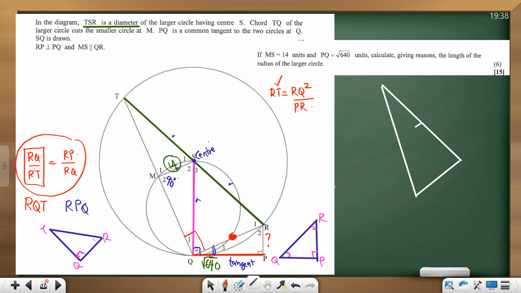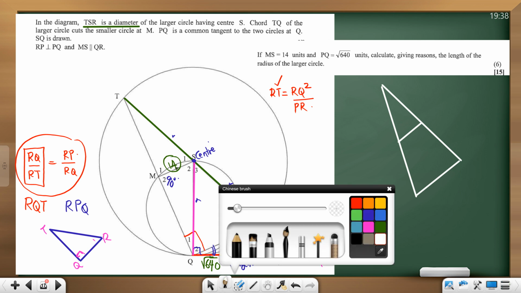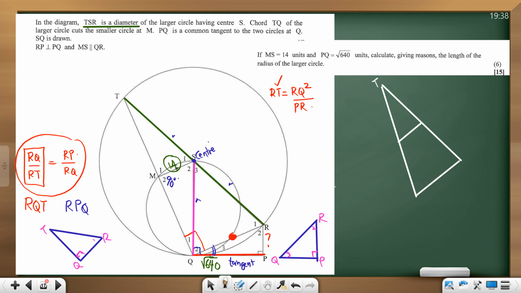Look at what I'm seeing. I'm seeing something there. You might not see the triangle I'm drawing. I'll help you. TSR. And I want to tell you why I'm doing what I'm doing. Do you notice I put a dot and a question mark there? If I can get QR, then I'll be able to get RP. I don't know those two, but here's what I saw quickly.